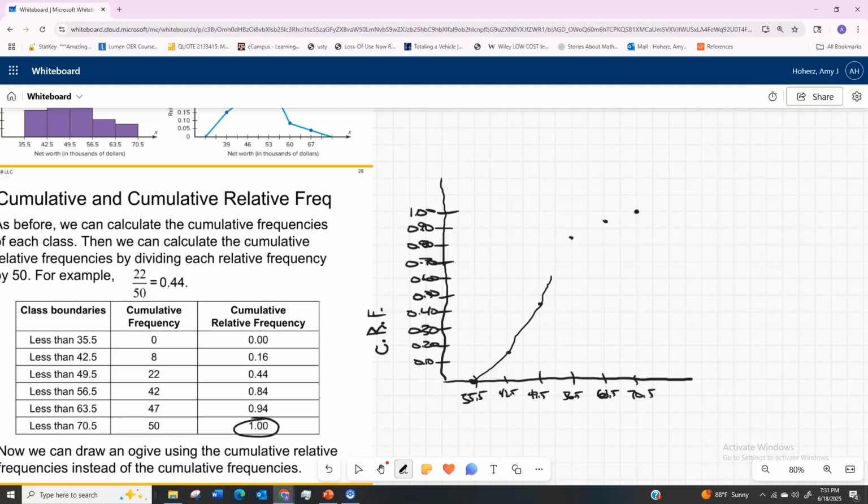And again, ogives, whether it's a cumulative relative frequency or just a cumulative frequency, can only increase or potentially stay flat if you have a class that has 0 data values in it.